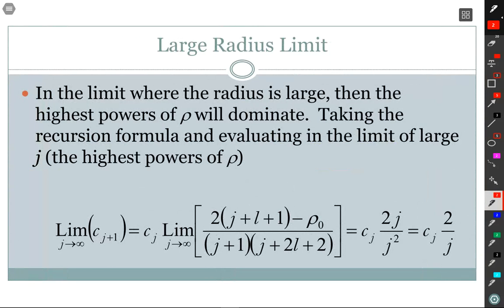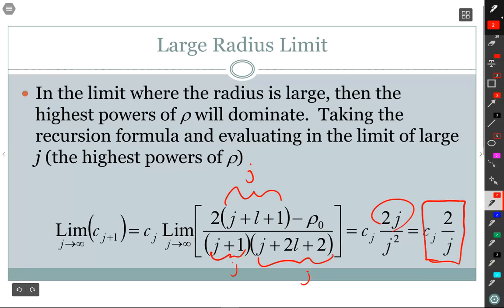In the large radius limit, L plus 1 are insignificant compared to j, so j times L plus 1 is just j. Likewise, j plus 1 is just j. j plus 2L plus 2 is just j. So this whole thing in the large radius limit, that's j. So we have 2j minus rho. Well, rho is insignificant compared to j if j is really large. So the top just becomes 2j. In the bottom, this is j. This is j. So in the bottom, we have j squared. And so if we cancel a j, we have for the large j limit, c sub j plus 1 is c sub j times 2 over j.